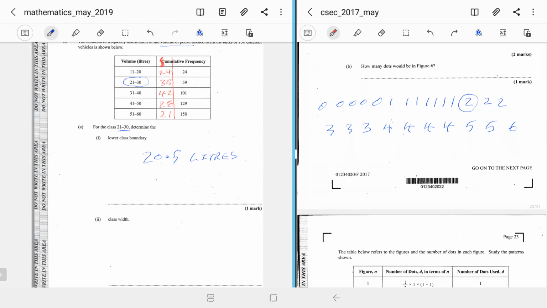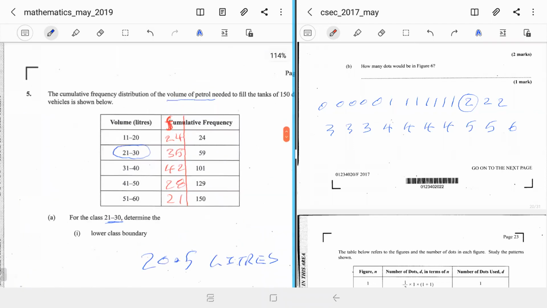Sir, 10. You can know the class width by looking at all these values going up. They're going up by 10. So you know it says 10.